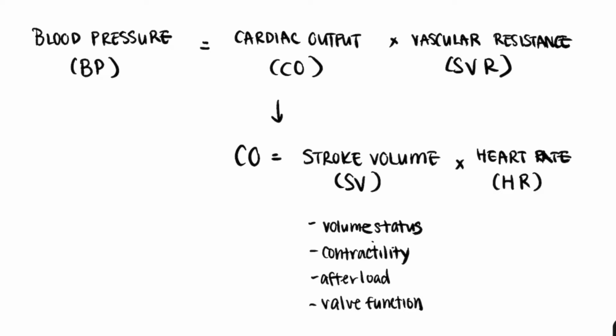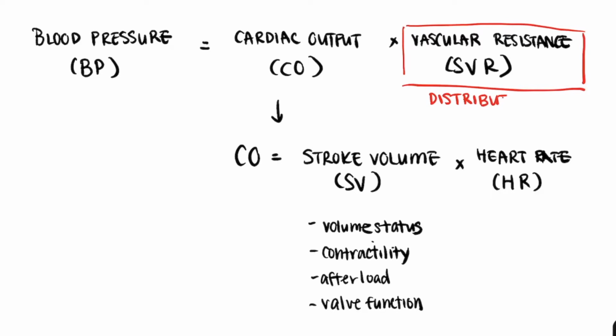Now let's think about the 4 types of shock. Distributive shock, such as anaphylaxis, sepsis, or neurogenic shock, can be thought of as severely decreased vascular resistance. Hypovolemic shock, which can be either hemorrhagic or non-hemorrhagic, is characteristic of low preload or decreased volume status, resulting in decreased stroke volume, decreased output, and decreased blood pressure.